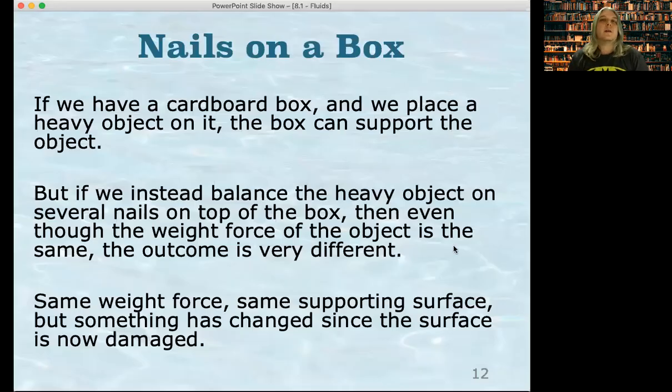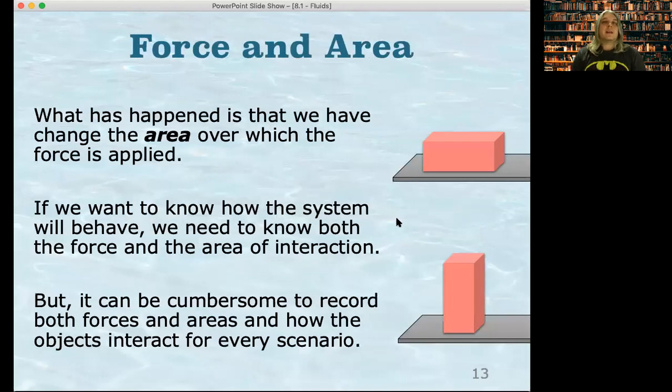In the second case, we did deform the box. The nails pierced it. They actually broke the cardboard. So the question is, why are these different? Even though we've got the same forces involved, why do we have a different outcome? And as many of you are probably aware, the difference is the area over which the force is applied.